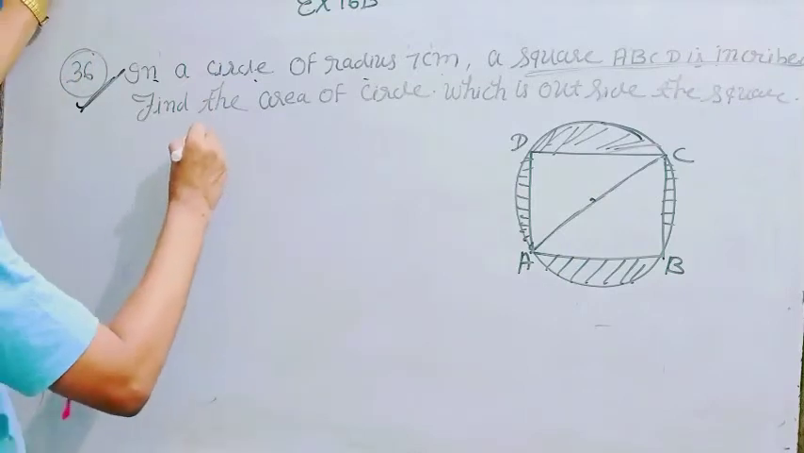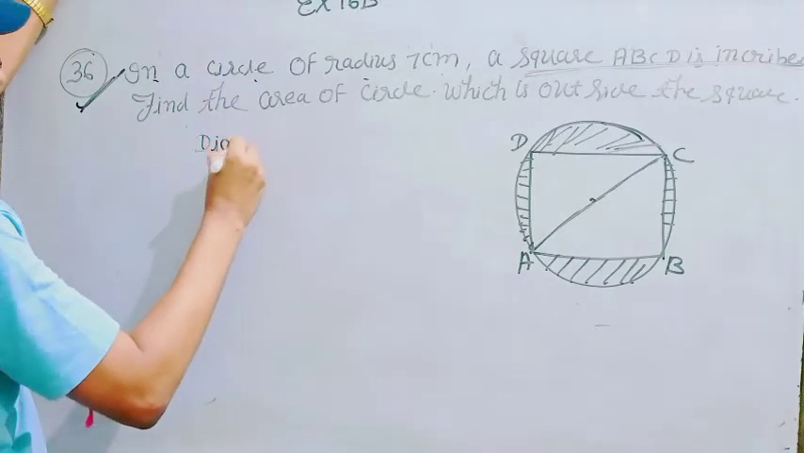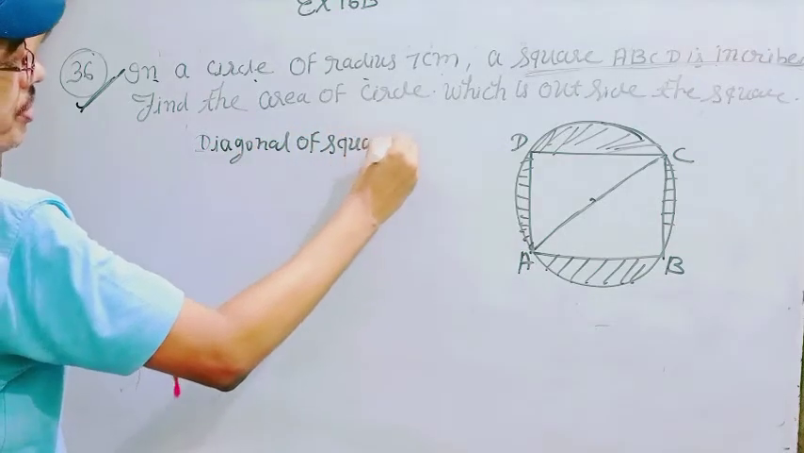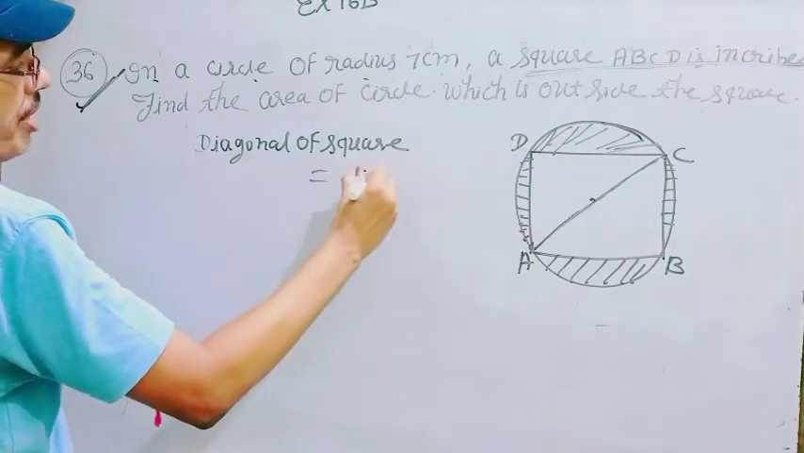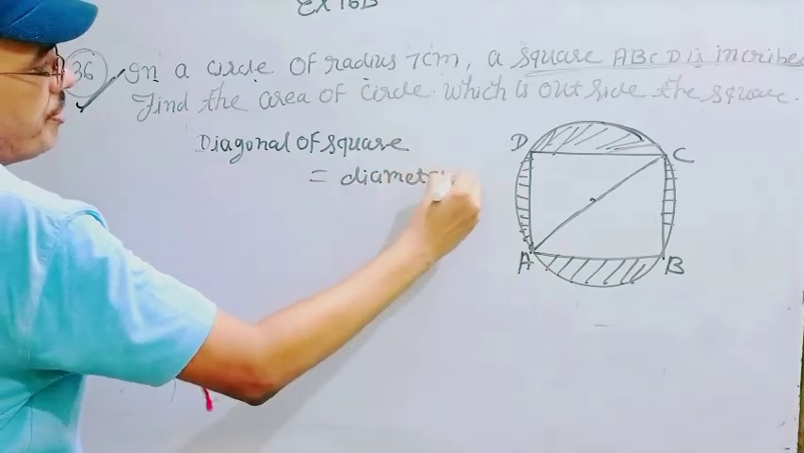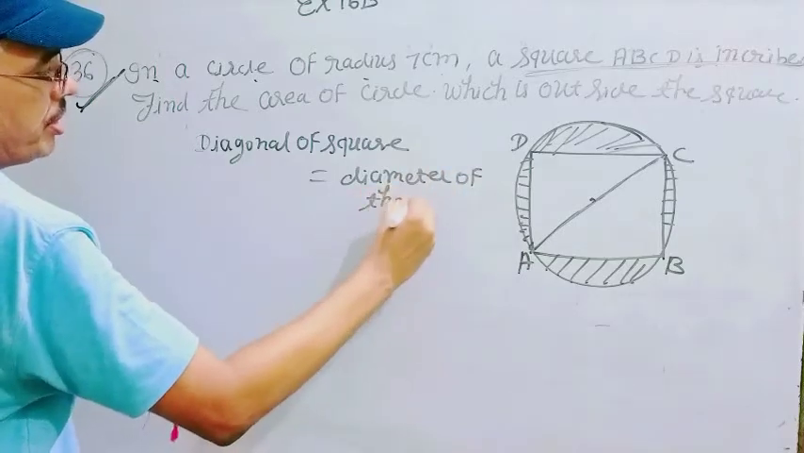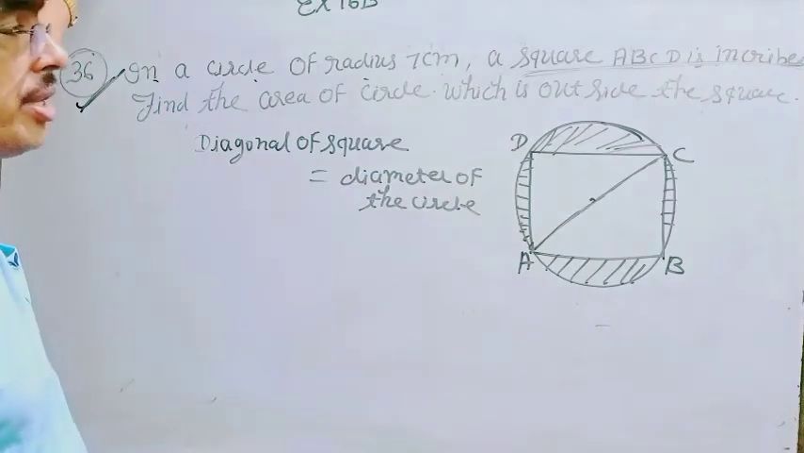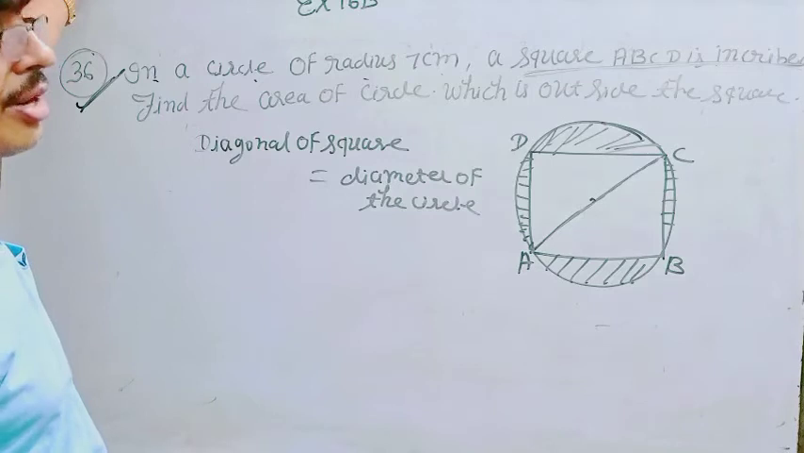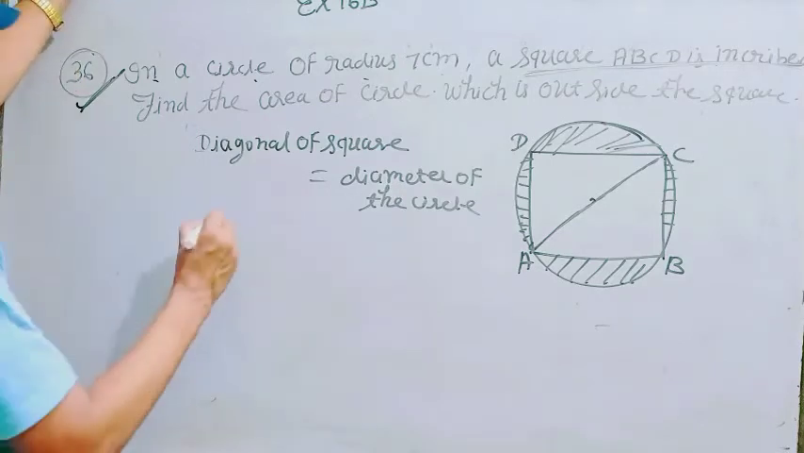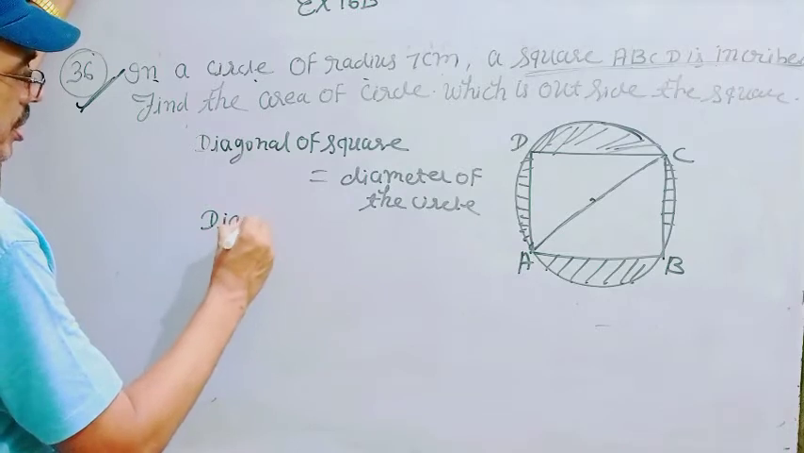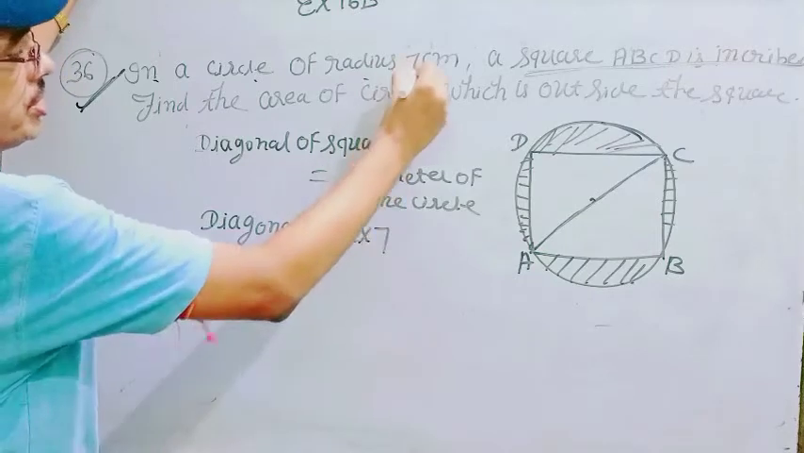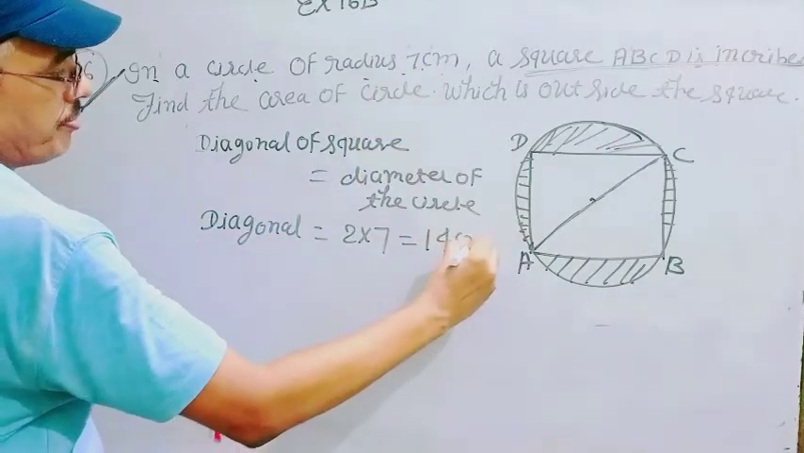So write: diagonal of a square is equal to the diameter of the circle, when a square is inscribed in the circle, otherwise the circle is circumscribed about a square. So what is the diagonal? Diagonal is equal to 2 into 7, because radius is 7, that is 14 cm.